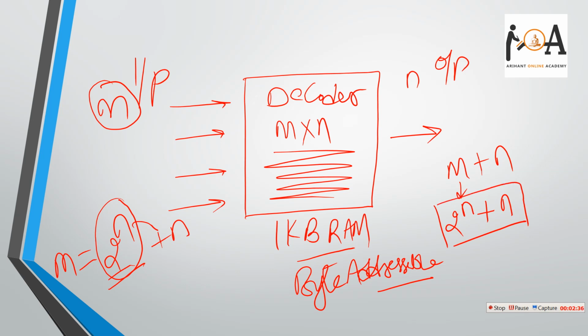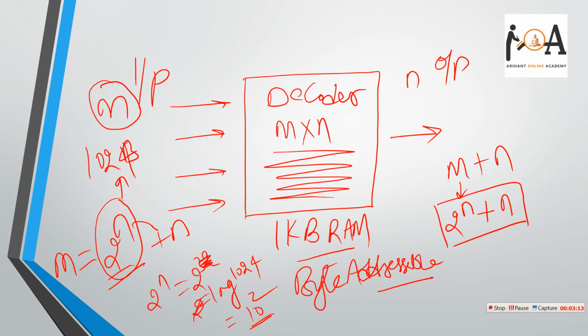Don't get confused. Just watch the video until the end and you will easily find how to solve this. Now, 1 KB RAM is 1024 bytes. You can write it as 2 to the power n, where 2 to the power n is 1024. To find n, you take log of 1024 to base 2, and if you solve it, you will get 10 bits. So to represent the input lines, we need 10 bits.